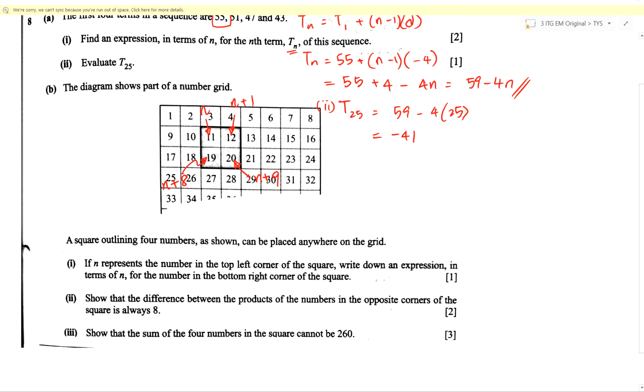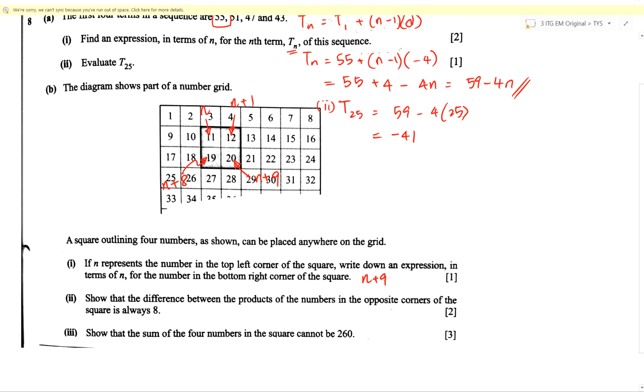So for part 1, we have actually done that already. The value is n plus 9. So for example, considering 23, the number to the bottom right, you add 9 to it, you get 32. So do a quick test. Show that the difference between the products of the numbers in opposite corners is always 8.